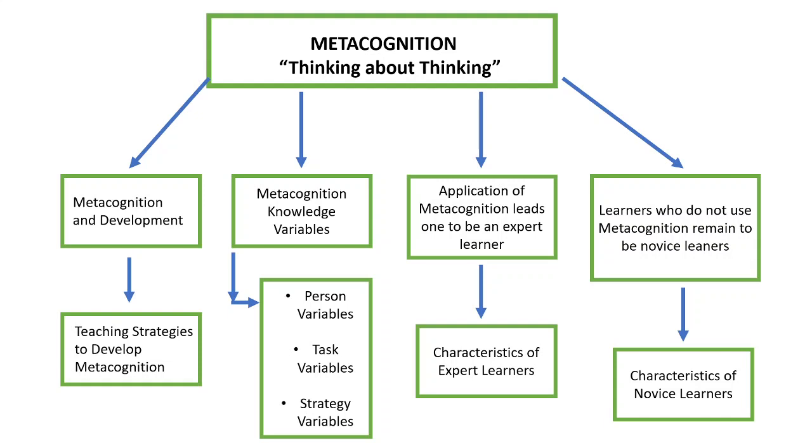As you can see, here is the chart of metacognition: thinking about thinking. This is the flow chart of our discussion as well. First we will tackle the definition of metacognition and development. Under this are the teaching strategies to develop metacognition, to be followed by metacognitive knowledge variables. For these variables, there are three: the person variables, task variables, and strategy variables.